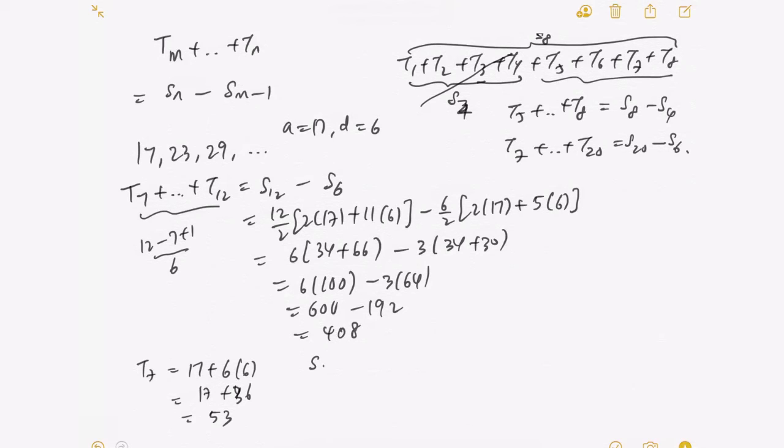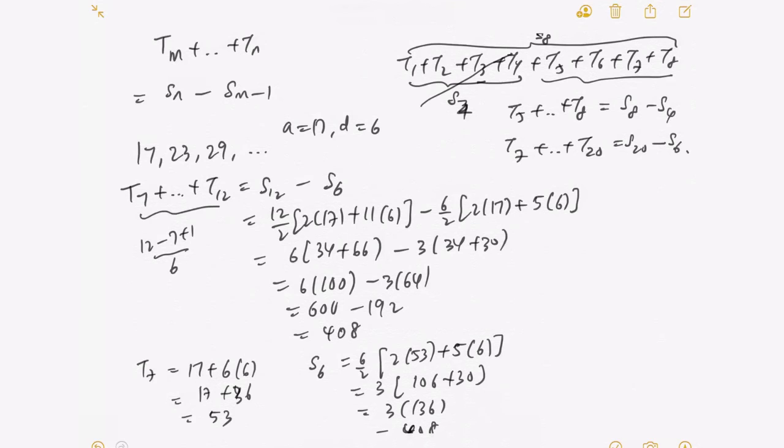So let's count the sum of the next 6 terms starting from T7. We use n over 2, 2a, my a is now 53. We start counting from 53. n minus 1 is 5, d is still 6. So this is 3, this is 106 plus 30. So you get 3 times 136, so you get 408. Same answer, 408, as well.